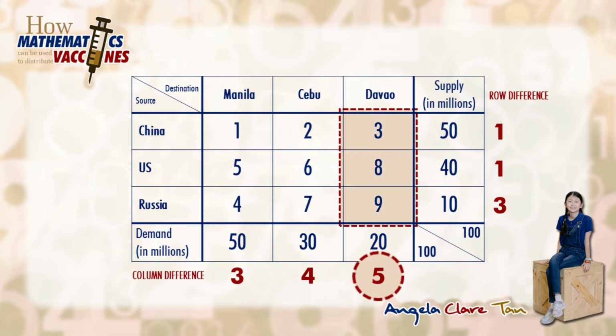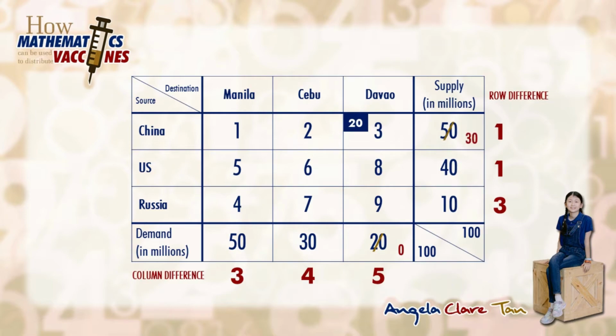Now, find the cell with the least cost in the column. Since 3 is the least cost, we allocate the minimum among the supply of the respective row and the demand of the respective column. Demand of 20 is smaller than supply of 50, so we allocate the column's demand of 20 to the cell. 20 minus 20 equals 0. 50 minus 20 equals 30. Since the column is already 0, we can cancel that column.